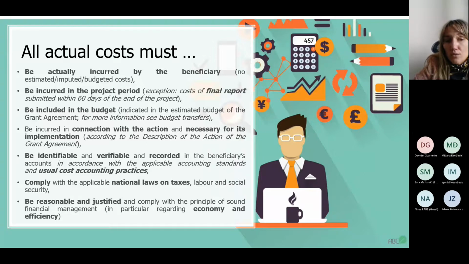This cost needs to comply with the applicable national laws on taxes, of course, labor and social security. And finally, it must be reasonable and justified, in particular regarding the economy and the efficiency. So this cost needs to comply with the principle of sound financial management.